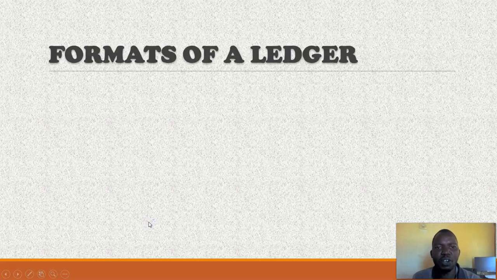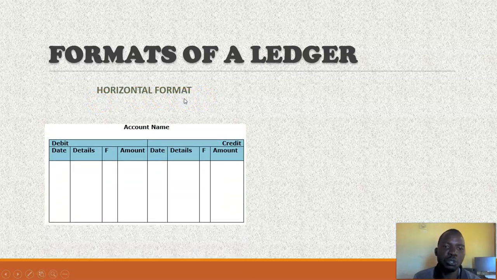Now, let us shift our attention and look at the format of a ledger. There are two different types of formats that one can use when preparing the ledger accounts. The first one is called the horizontal format. The picture below shows how the horizontal format looks. So when you are told to draw the ledger account, you can use the horizontal format and it looks like this. It will have the account name there as the title.